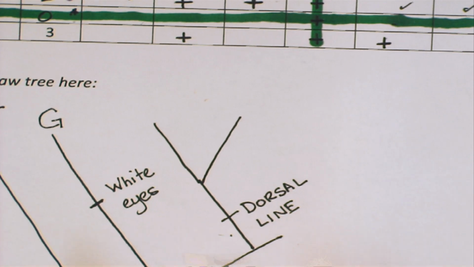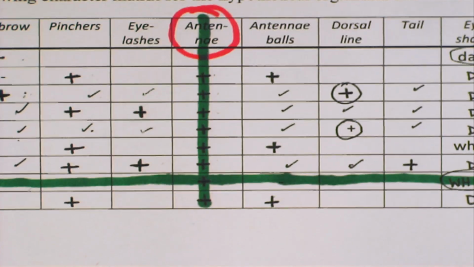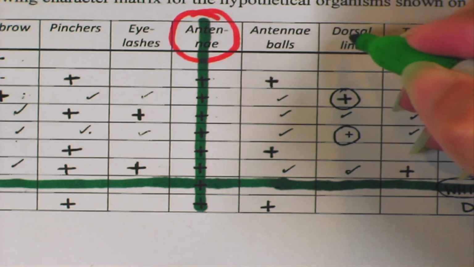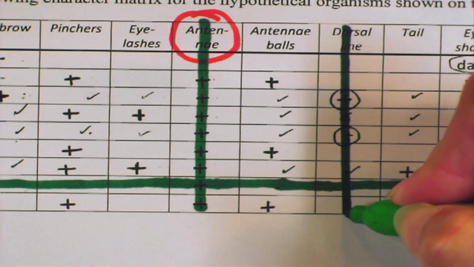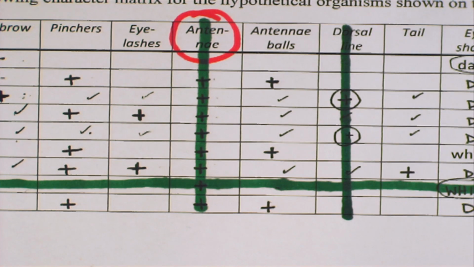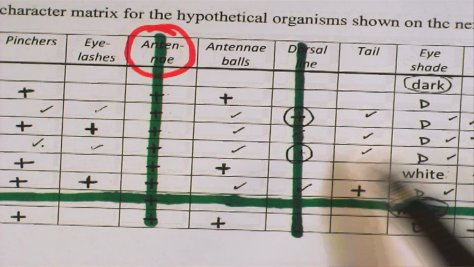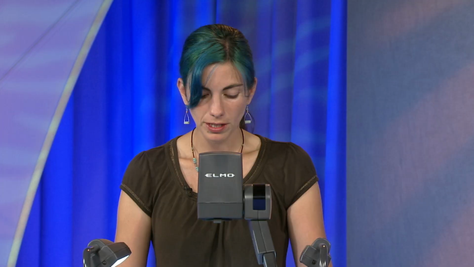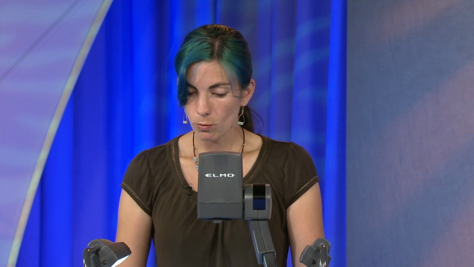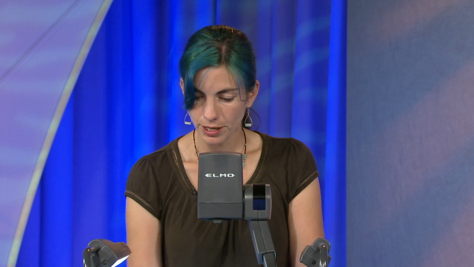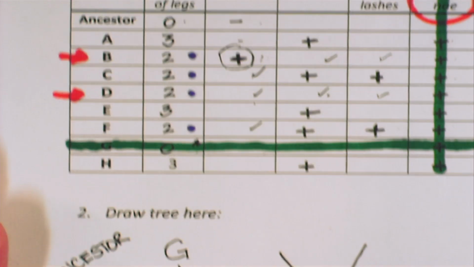In order to figure out which one goes where, we actually need to come back and take a look. Notice we've just dealt with the dorsal line, so we're going to go ahead and do bookkeeping and get rid of that, because there were only 2 that had differences, and we've already accounted for it. Keep moving, the tail is the same, the eye shade is the same, there's no star rear, that's all the same. So now the only one that's different is going to be B with this eyebrow here. So let's go ahead and take care of that.